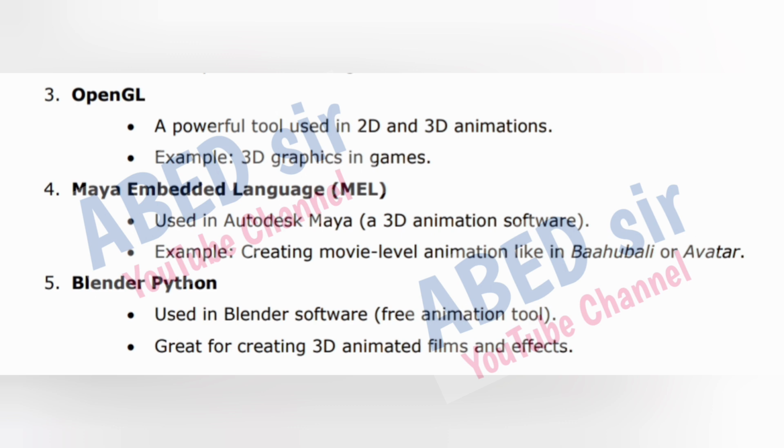4. Maya Embedded Language, MEL. Used in Autodesk Maya, a 3D animation software. Example, creating movie-level animation like in Bahubali or Avatar. 5. Blender Python. Used in Blender software, a free animation tool. Great for creating 3D animated films and effects.